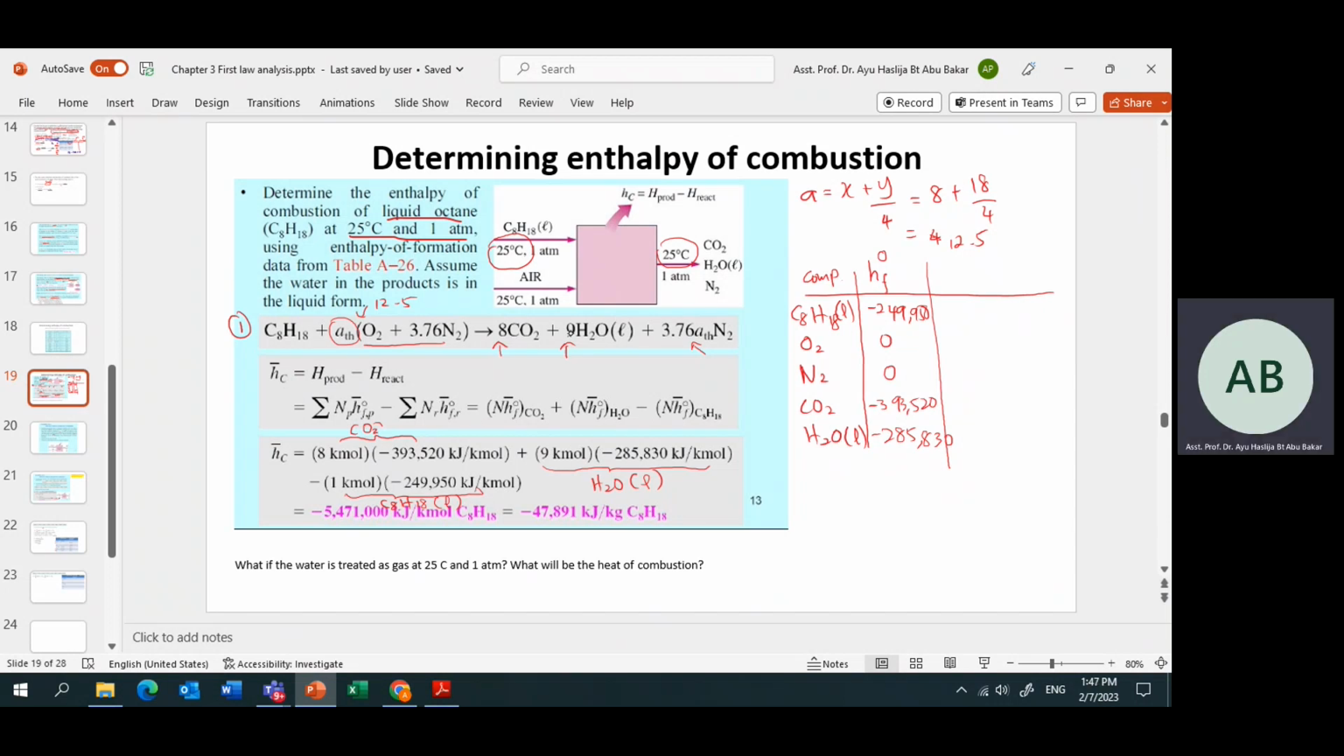If your product is in vapor form, this amount of HF will be different. Okay, the figure of HS will be different for water vapor. Okay, any question? Anyone need me to repeat? Clear?